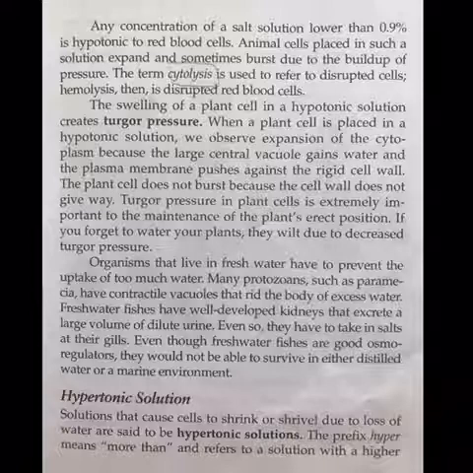Organisms that live in fresh water have to prevent the uptake of too much water. Many protozoans, such as Paramecia, have contractile vacuoles that rid the body of excess water. Freshwater fishes have well-developed kidneys that excrete a large volume of dilute urine. Even so, they have to take in salts at their gills. Even though freshwater fish are good osmoregulators, they would not be able to survive in either distilled water or a marine environment.